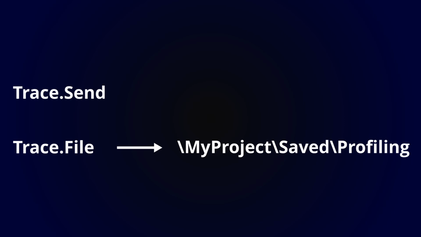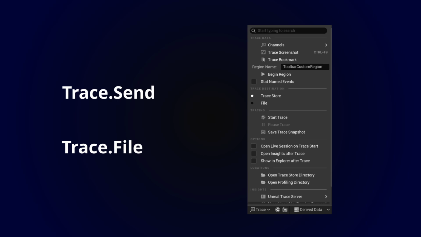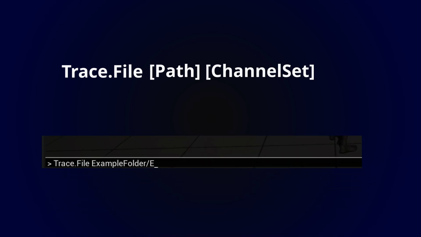To start recording a trace using console commands, you can either use the command trace.file or trace.send. The trace.file command will save your trace to your game's profiling directory, while trace.send will send the trace to your Trace Store. Choosing between these two is like selecting one of the Trace Destination options in the Trace widget. To use trace.file, you need to provide two arguments, which are the path and the channel set. The path argument is where the trace will be stored within the profiling directory.